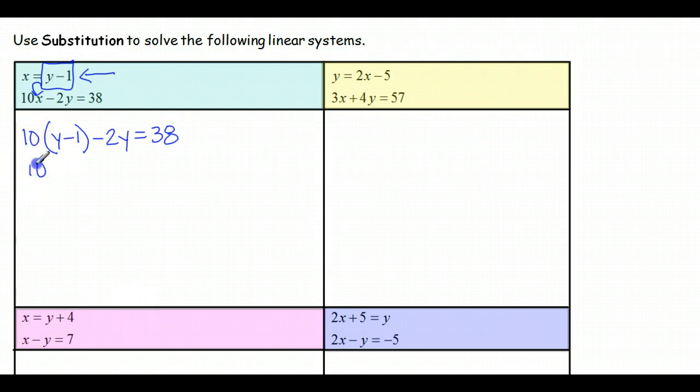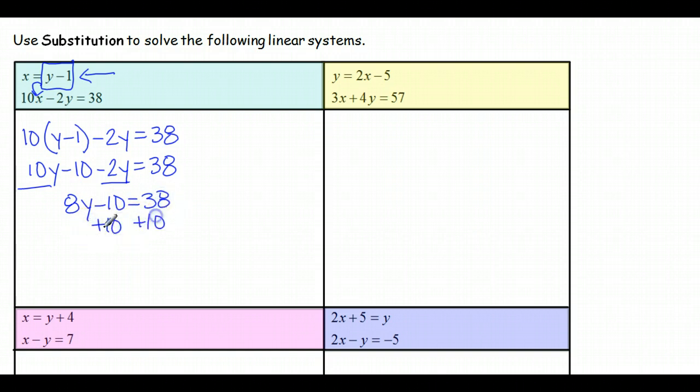Distribute the 10, so we get 10y minus 10 minus 2y equals 38. Combine like terms, 10y and negative 2y is 8y minus 10 equals 38. Add 10 to both sides of the equation, and we get 8y equals 48. And last, divide both sides by 8, and y equals 6.